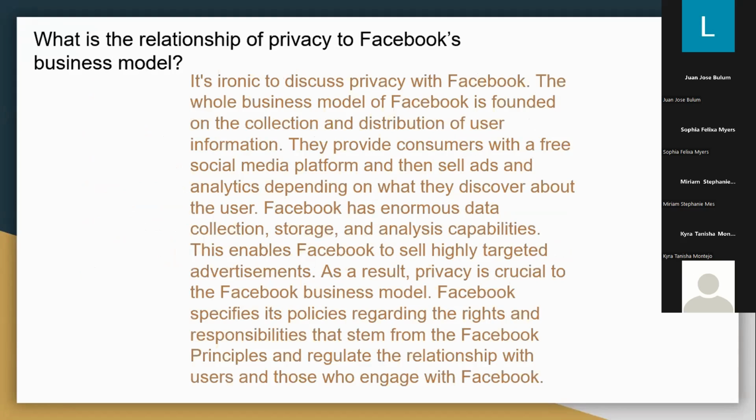So it's ironic to discuss privacy with Facebook. The whole business model of Facebook is founded on the collection and distribution of user information. They provide consumers with a free social media platform and then sell ads and analytics depending on what they discover about the user. Facebook has enormous data collection, storage, and analysis capabilities. This enables Facebook to sell highly targeted advertisements. As a result, privacy is crucial to the Facebook business model. Facebook specifies its policies regarding the rights and responsibilities that stem from the Facebook principles and regulate the relationship with users and those who engage with Facebook.